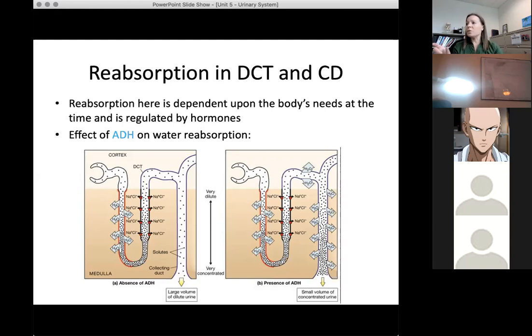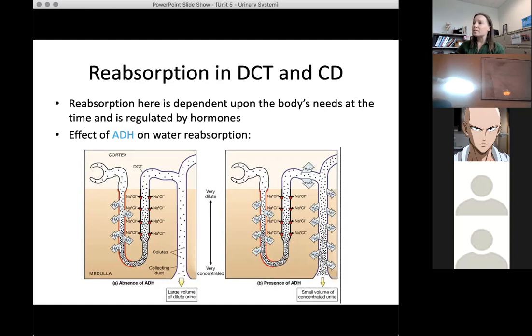Okay, aldosterone and ADH, antidiuretic hormone, are secreted due to low blood pressure. So if you have low blood pressure, what do you want to do? You want to raise it, bring it back up to where it should be. And one way of doing that is to increase your blood volume. By increasing blood volume, you're going to increase your blood pressure. So this is what's happening with the release of these 2 hormones.